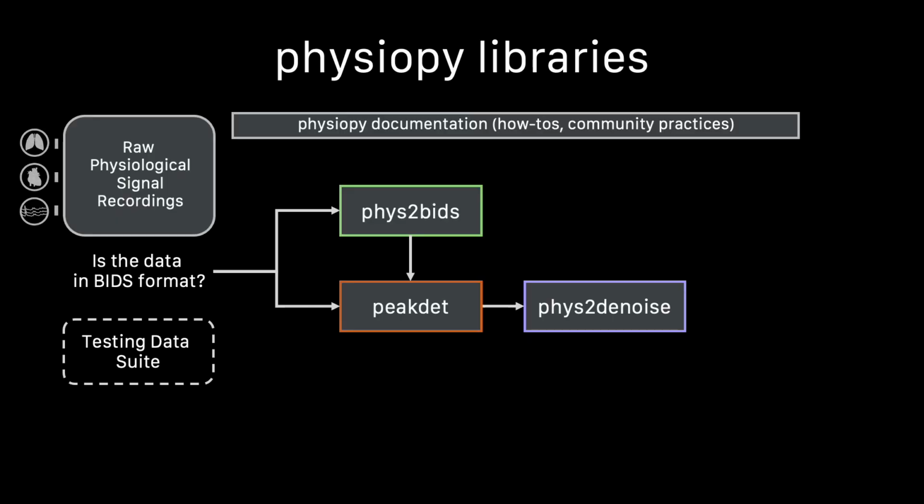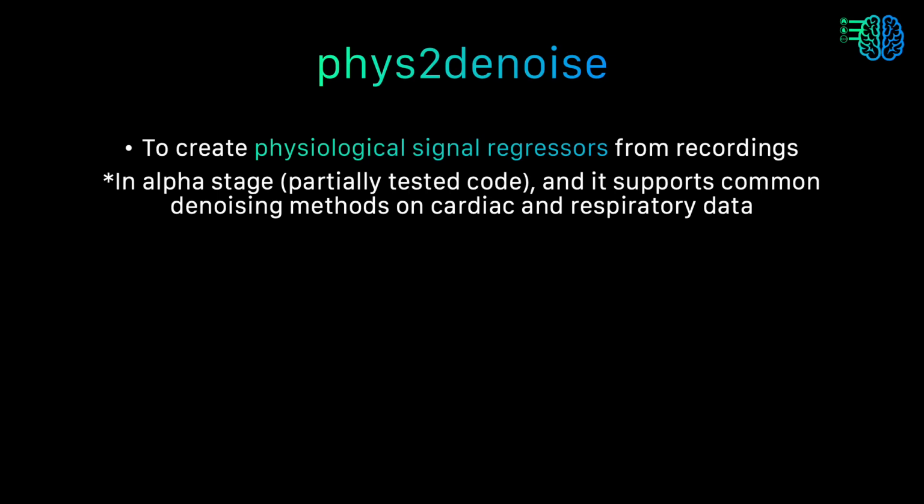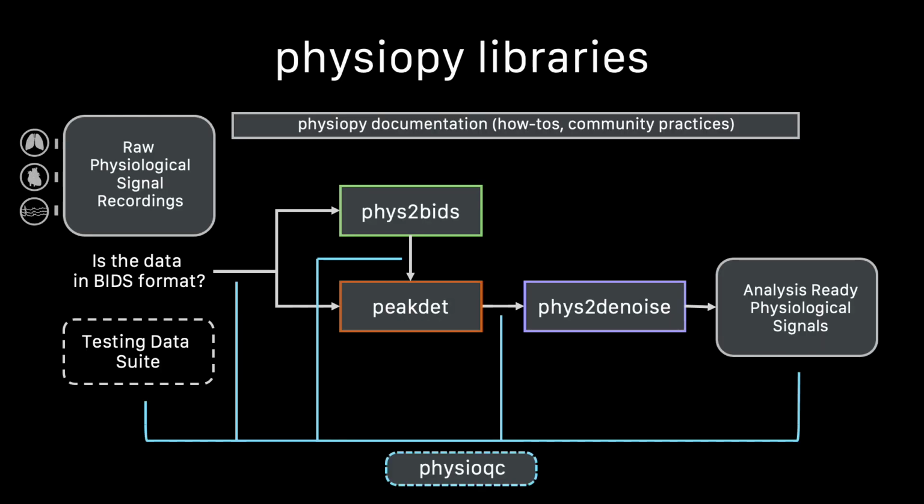Next up is phys2denoise. The phys2denoise library, designed to create regressors from physiological signal recordings, is currently in the alpha stage. The library supports common denoising methods for cardiac and respiratory data. And voila! We obtain analysis-ready physiological signals, whether you intend to use these signals for denoising purposes or seamlessly incorporate them into your fMRI data analysis.